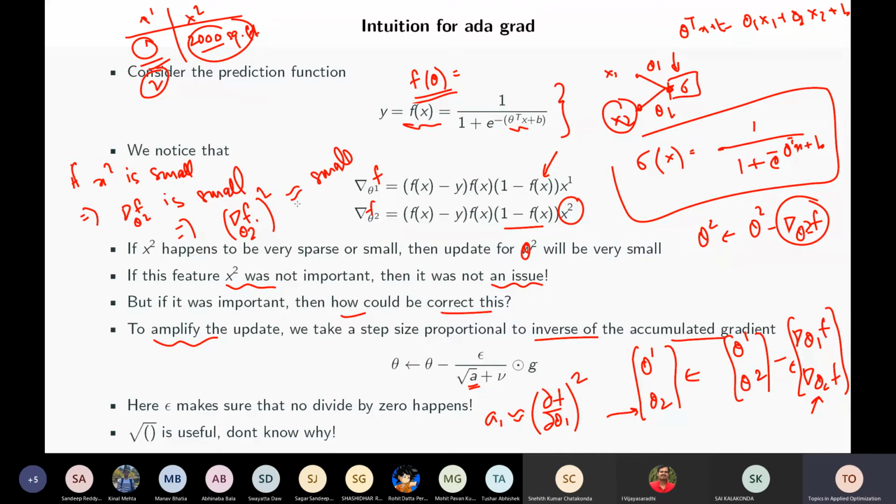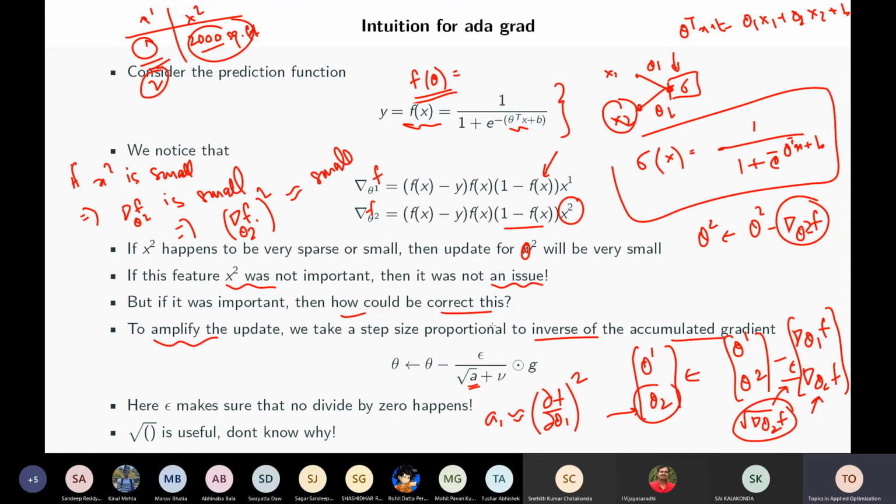So this is also small. To make sure that that part of the update is not lost here, I will divide by the small part here. So here I will divide by the square root of A. If this is small, then it will magnify: 1 by small will become big. So that will amplify the second component. Now the update will happen for theta 2 in a good way. Okay, so that got amplified.